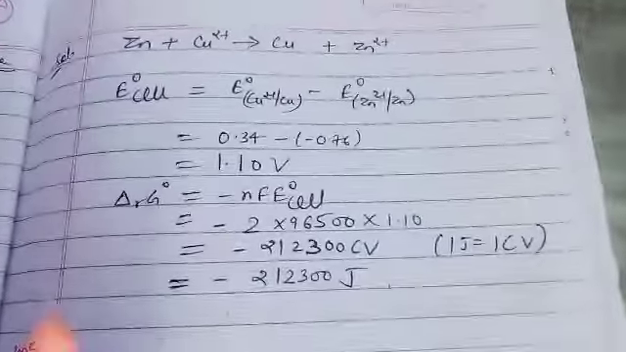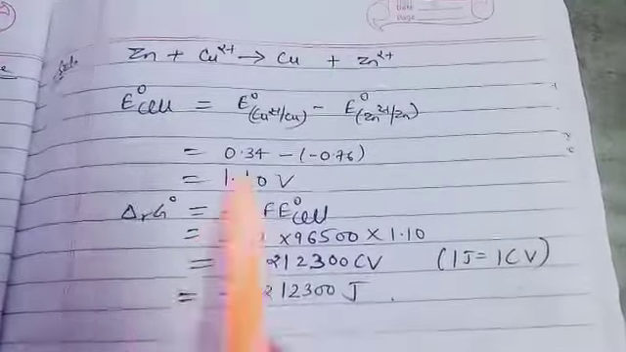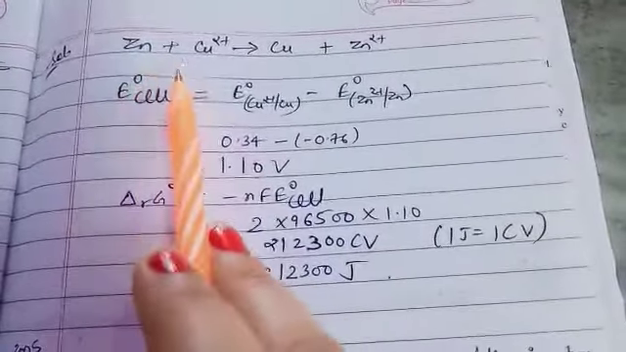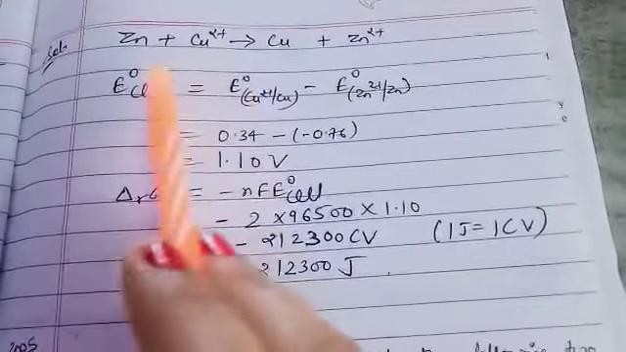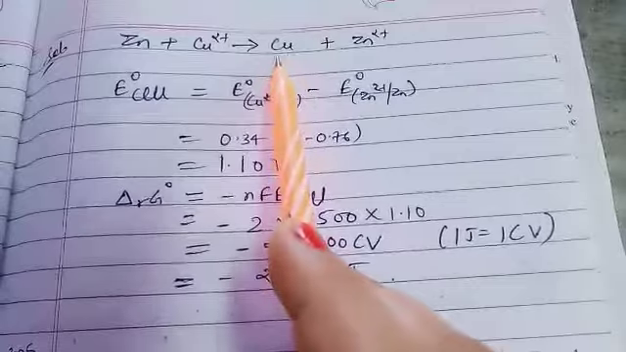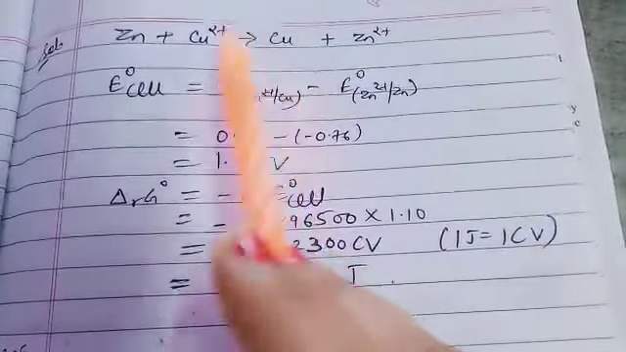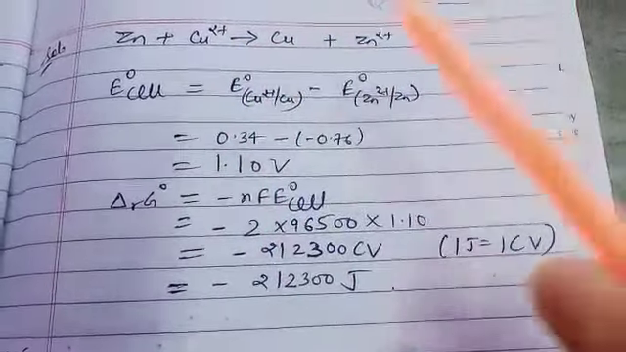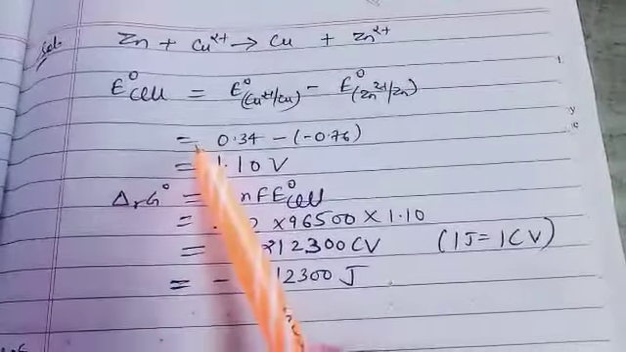this one is simple. First of all, you can write that equation here. That one is Zn plus Cu2 positive. That Zn becomes Zn2 positive and Cu2 positive after gain of electron becomes Cu. Okay, now number of electron is 2. It means n is 2. E naught cell you have to calculate.